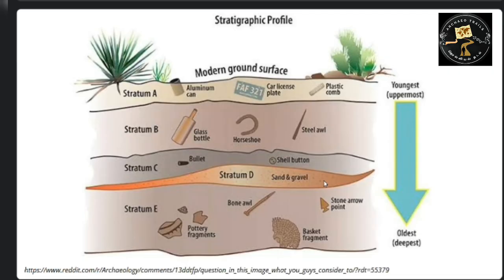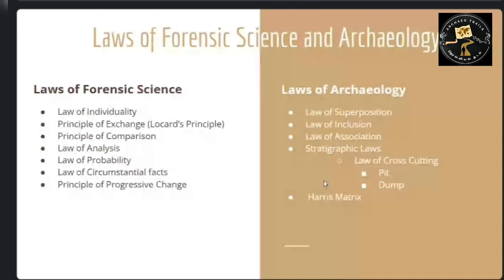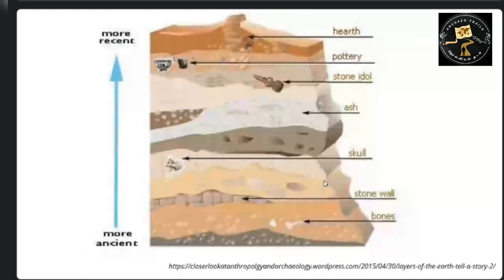Next is law of association. Here in stratum B, we can see a glass bottle and horseshoe. This glass bottle and horseshoe are present in the same strata, showing that these two belong to the same age range. We cannot say exactly they are the same age, but they belong to the same age range. Okay. The next is stratigraphic laws, which I have explained now. This image also explains the law of inclusion and association.